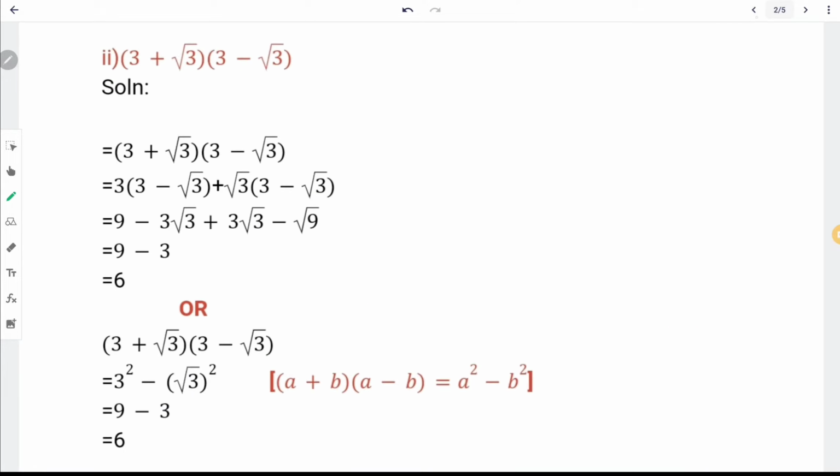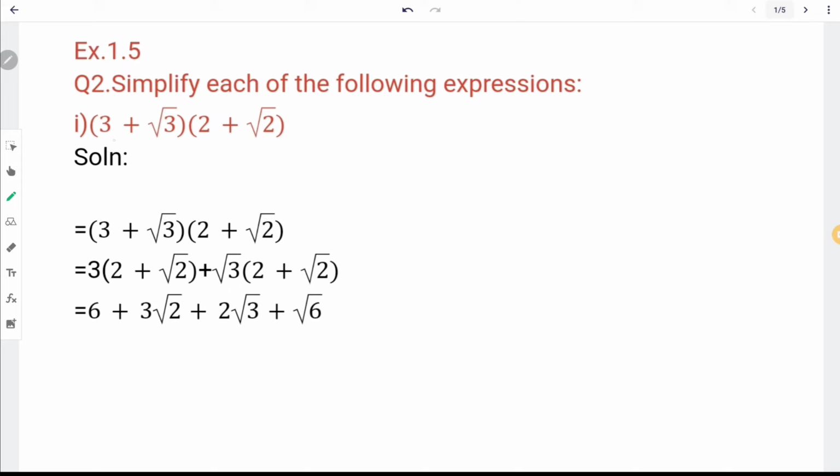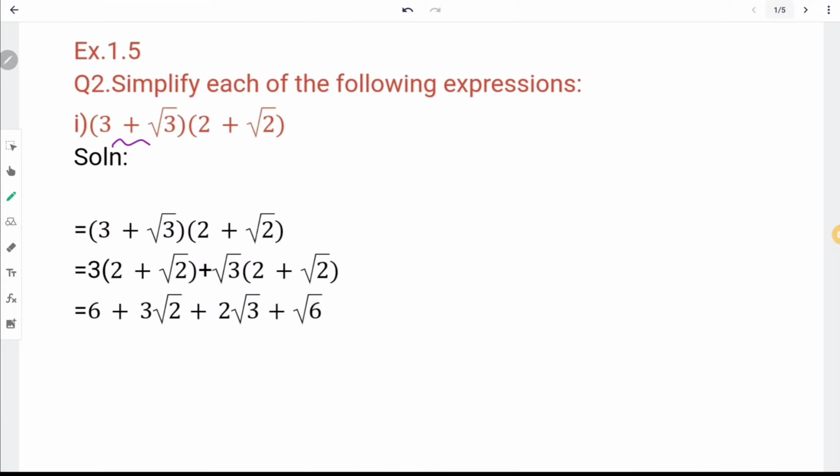All right, now let's go back to solving the questions. So 1.5, question number 2.1. Simplify each of the following expressions. Okay, so how do you do this? You can already see the question is here. Okay, so I've written a solution here. So what does this mean? This means that we'll first have to take this 3 and then multiply this 2. All right, once we're done with that, we'll take this plus root 3 and then multiply the whole thing again.